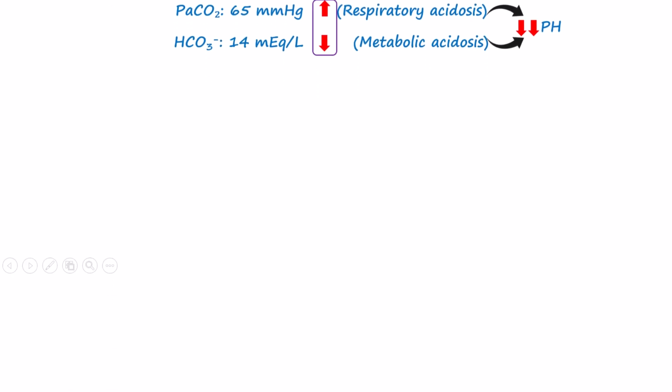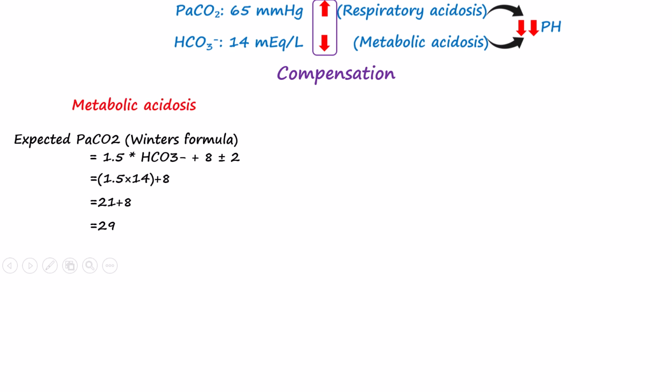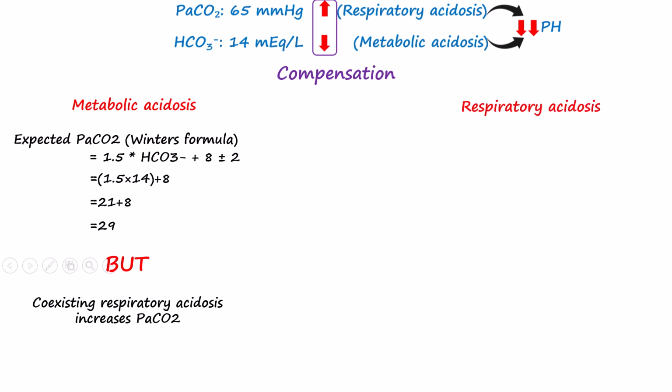But since we are taking a stepwise approach to ABG interpretation, let's calculate it to see why and how it fails. Let's do it for metabolic acidosis first using Winter's formula. So with the bicarbonate of 14 μEq per liter, we would expect the PaCO2 to lower to 29. As you can see, it is impossible to lower the PCO2 to such levels when a coexisting respiratory acidosis is raising the PaCO2. For respiratory acidosis too, the same situation occurs.